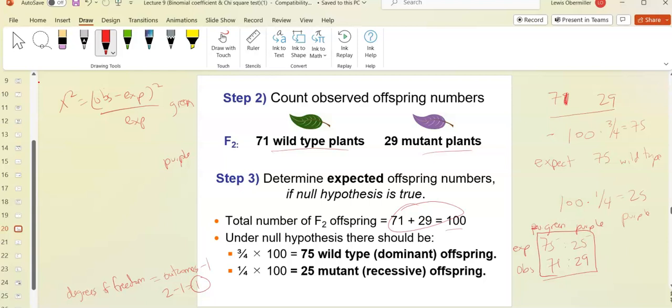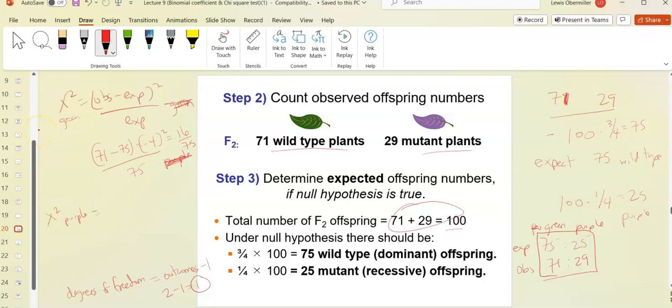Okay, so let's do green. We observed 71 green flower leaves, and we expected 75. So 71 minus 75 is -4. If we square that, 4 times 4 is a positive 16. Then we just divide by our expected, which is 75. So 16 divided by 75 would be for green. And then let's do our purple one. So chi-square for purple. This is for green.